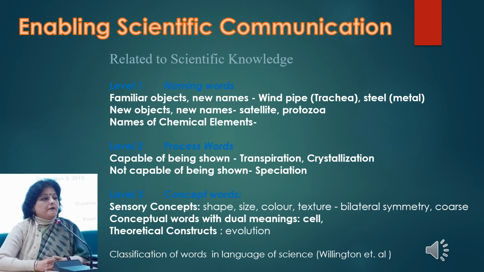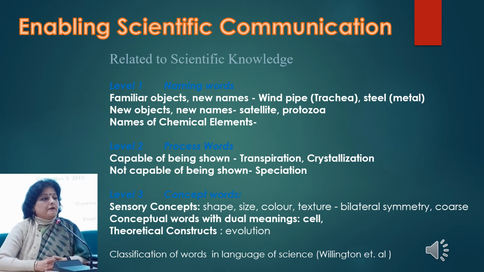Naming words are those words which are either familiar objects having some new names, for example, windpipe. It is a very familiar object, or body part, for a learner, but its scientific name, trachea, may be new to the learner. Similarly, steel is something which learners experience in their day-to-day life, but metal as a concept can be new to the learner.